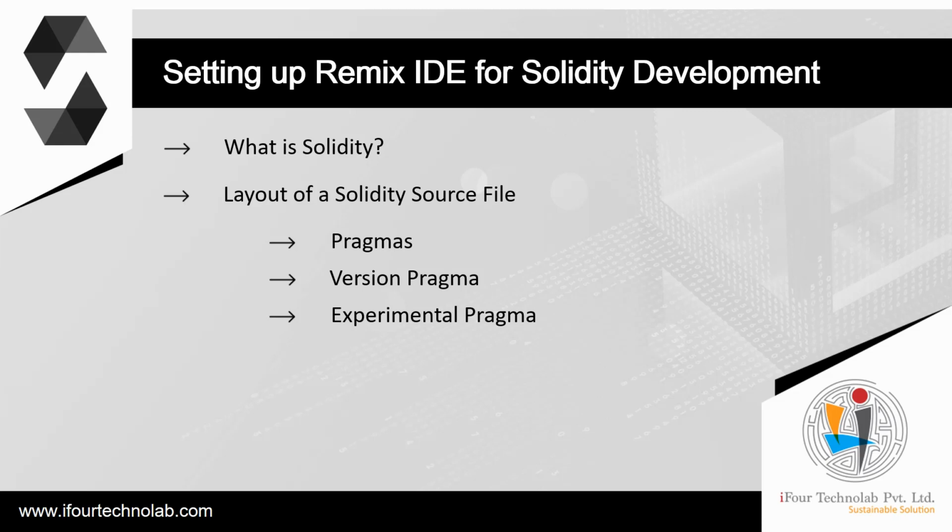Experimental pragma. The second pragma is the experimental pragma. It can be used to enable features of the compiler or language that are not yet enabled by default. The following experimental pragmas are currently supported. ABIEncoderV2. The new ABI encoder can encode and decode arbitrarily nested arrays and structs. It produces less optimal code.